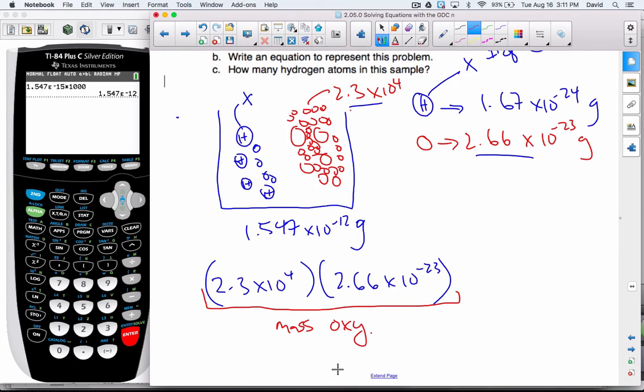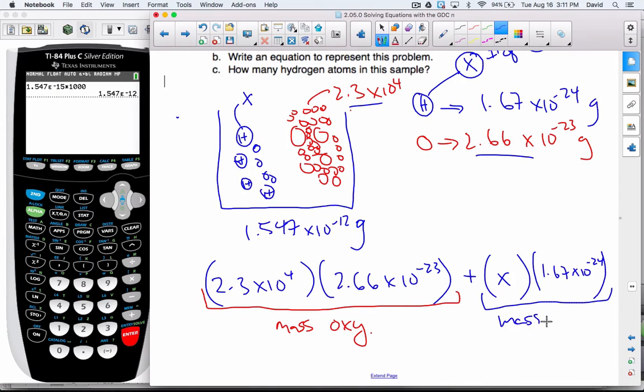Should we do the same thing for the hydrogen? Yeah, let's do the same thing for the hydrogen. So we're going to take the number of hydrogen atoms we have, which is X. We don't know that. Right, but we can still use that. Even though we don't know it, we now use our variable. And I'm going to multiply it by 1.67 times 10 to the minus 24. And so then this is the mass of hydrogen. The two masses together have to be our total. Good. Total. All right, this is very clear. 7 times 10 to the negative 12.